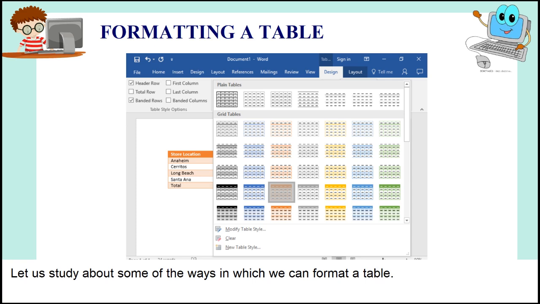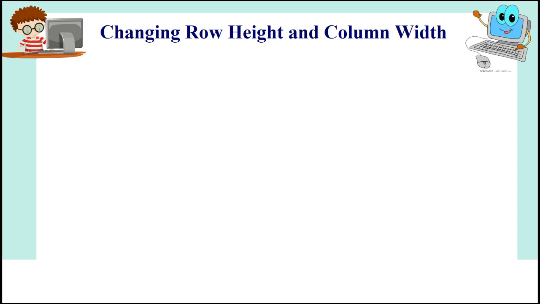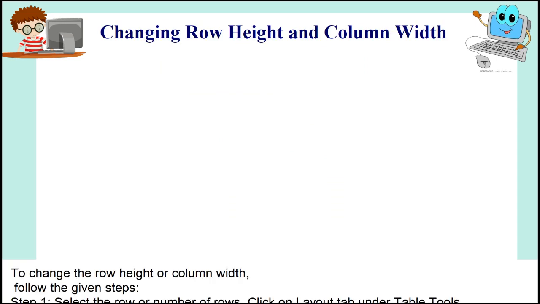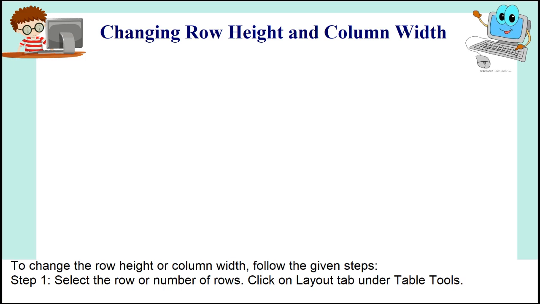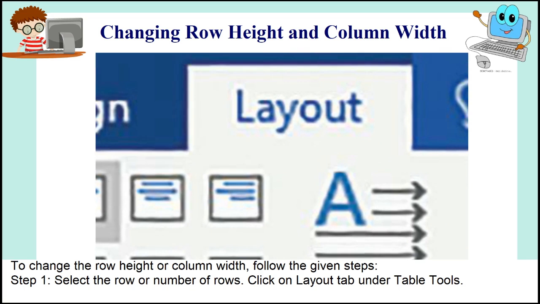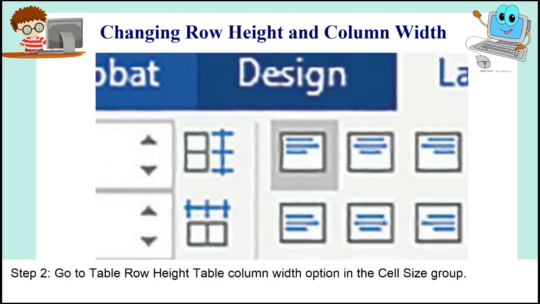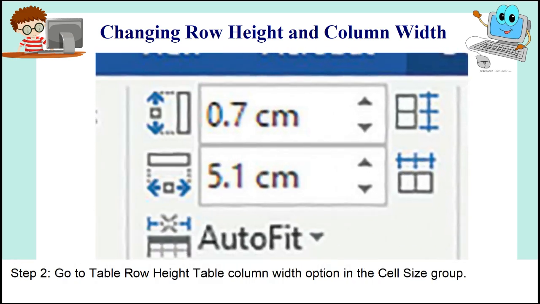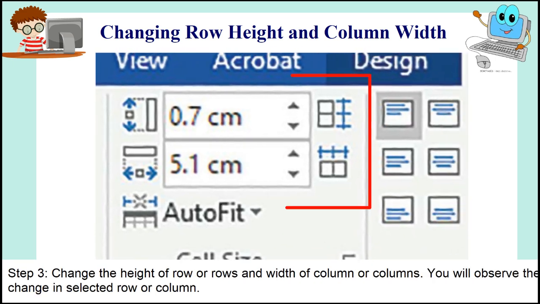Formatting a table. Let us study about some of the ways in which we can format a table. Changing row height and column width. To change the row height or column width, follow the given steps. Step 1. Select the row or number of rows. Click on Layout tab under Table Tools. Step 2. Go to Table Row Height, Table Column Width option in the Cell Size group. Step 3. Change the height of row or rows and width of column or columns. You will observe the change in selected row or column.